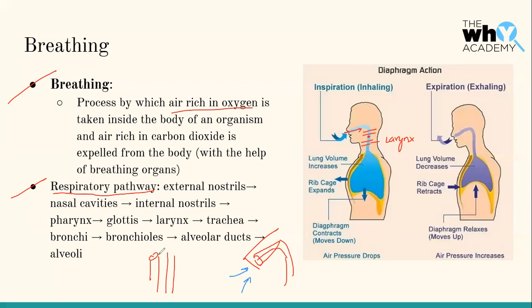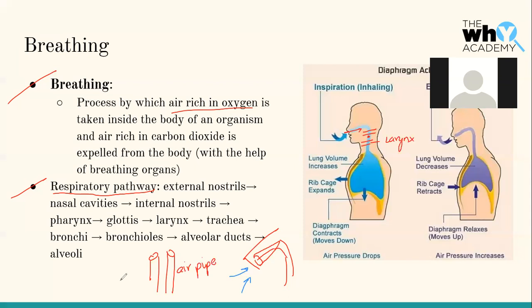Okay, and there's a flap near these two tubes, and that flap prevents food from going into the air pipe. This is called the air pipe or windpipe in layman's terms, and this is called the food pipe. So you have a covering which is called the epiglottis, a flap-like structure. When you are taking in food, it will cover this so that food does not enter the air pipe and you don't choke on it.